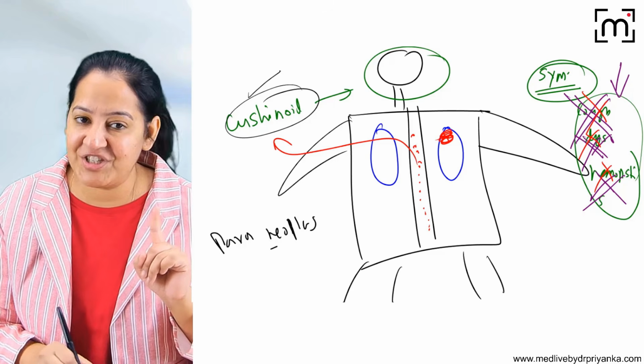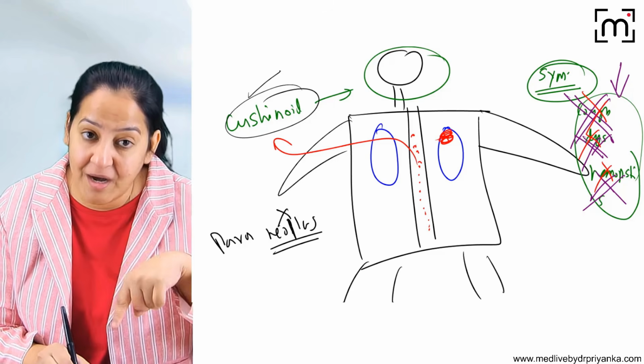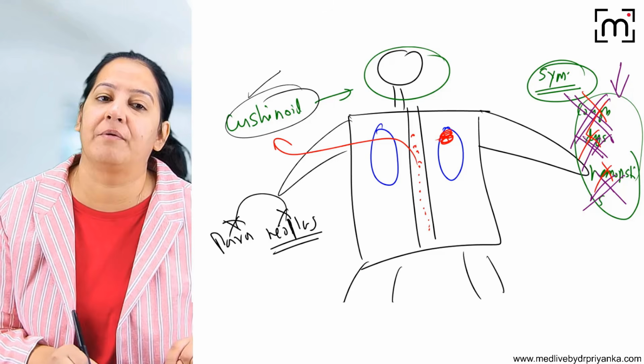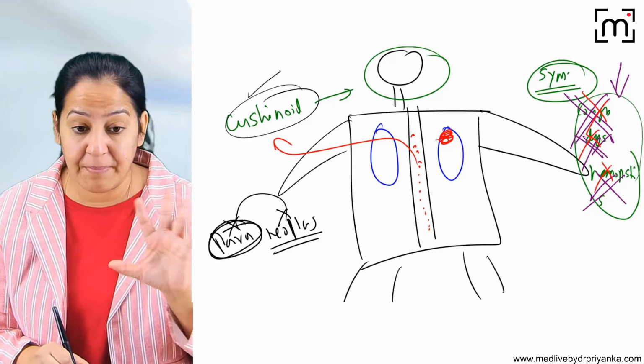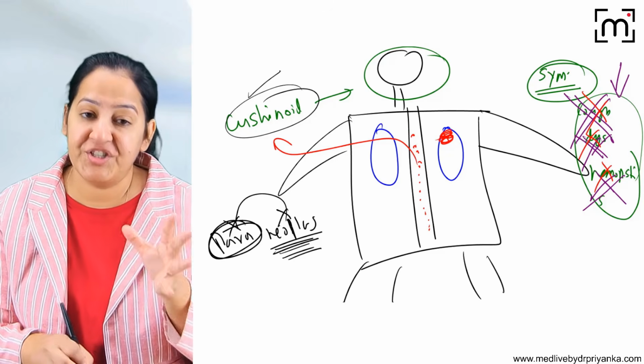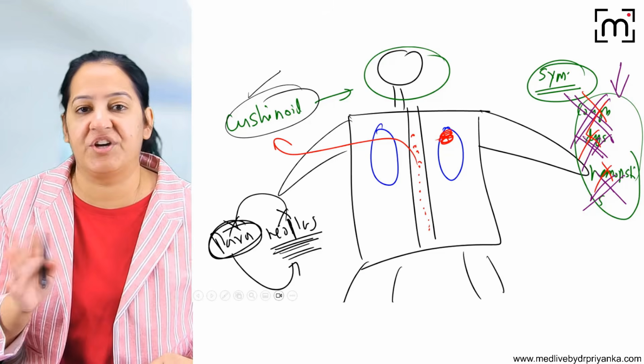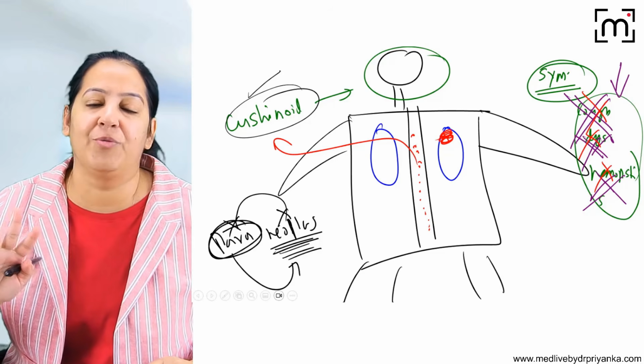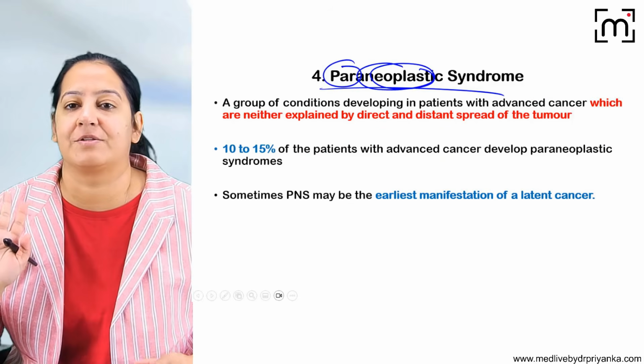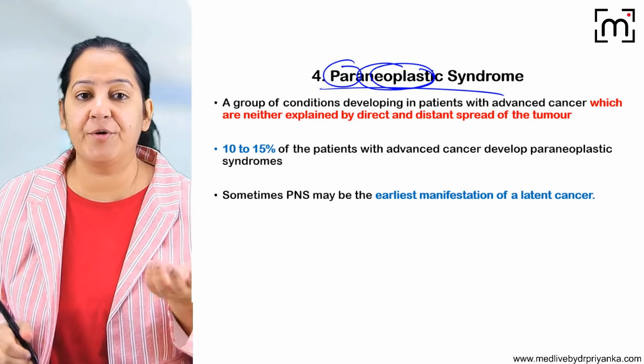Paraneoplastic syndrome. So the patient doesn't complain of neoplasia. Patient complains of the nearby symptoms of the neoplasia. Patient doesn't complain of the main neoplastic symptoms; patient complains of the nearby symptoms which are not related to neoplasia, some other symptoms. That is paraneoplastic syndrome. So how will you define paraneoplastic syndrome?